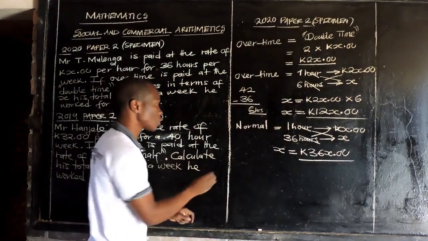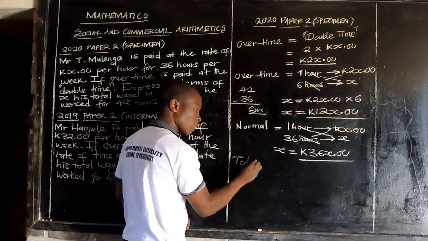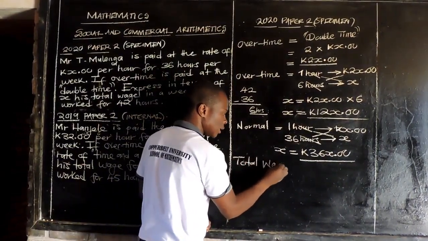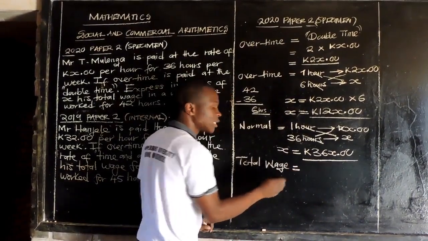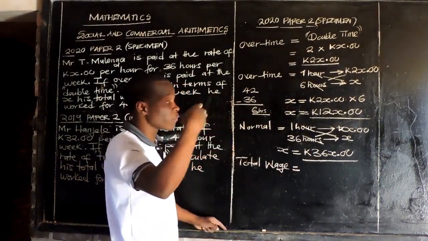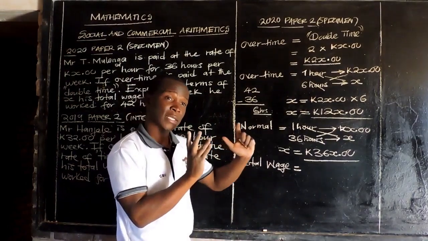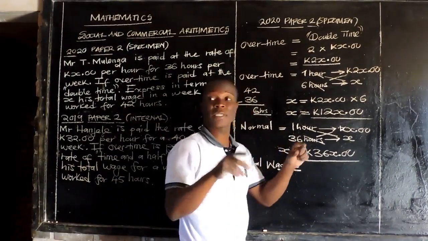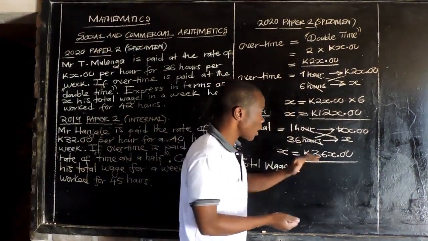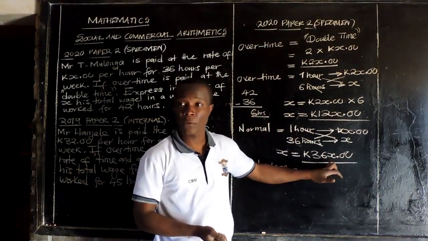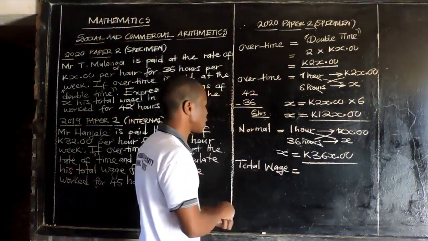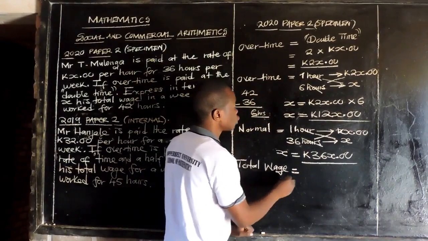So finding his total wage, you say total wage. Now they are saying we need to express his total wage in terms of x. So when they say in terms of x, meaning your answer should have x. That's the meaning. So we're going to say total wage is equal to normal.